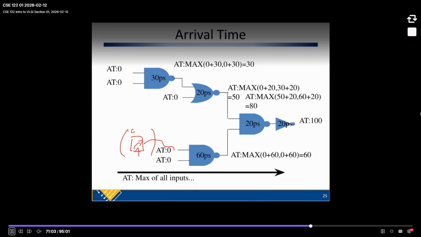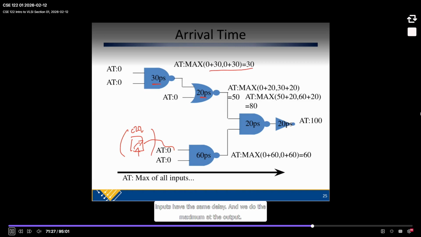I'm just going to put that in parentheses, so clock to Q. But in this simple case, I'm just going to say it's all zeros, though it could be some tiny value. Now, we take all of those and do the same thing. We propagate through the circuit. In every case, we're doing the arrival time plus the delay. Here we're assuming all the inputs have the same delay, and we take the maximum at the output. And we can't compute the output of this gate until we compute this one, right? Because we need to use that arrival time.